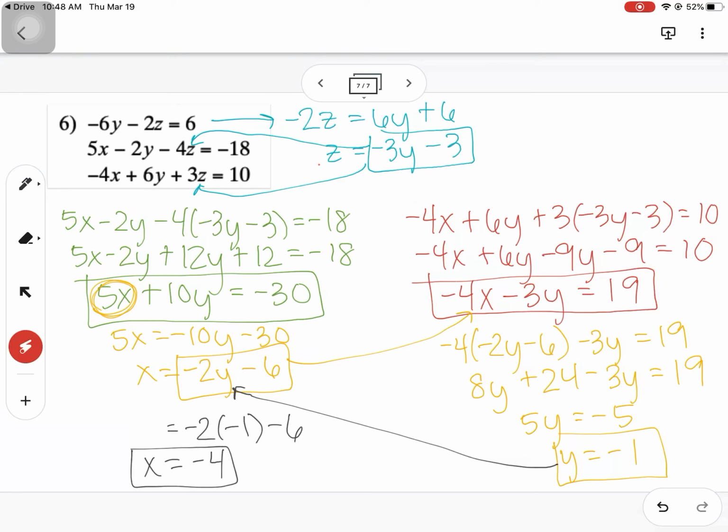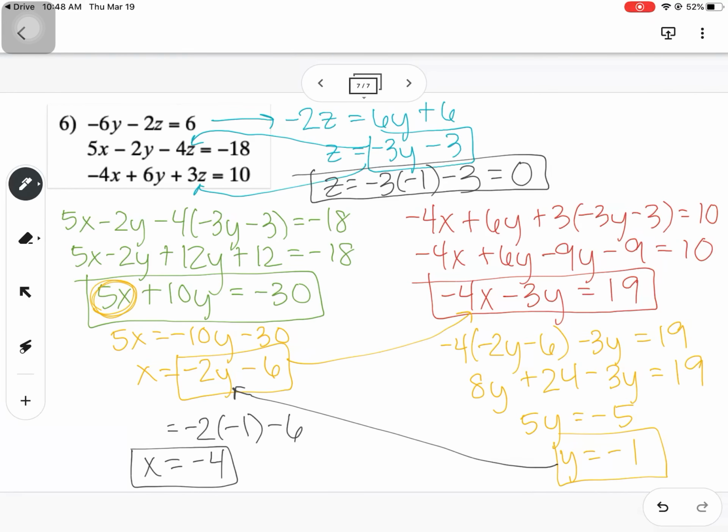I plug it into this blue one, but you can technically plug it in wherever you want. If I plug in my negative 1, 3 minus 3 gives me 0 for z. And again, we write our answer as an ordered triple. It always goes in alphabetical order. Oopsies, can't close that yet. And that would be my final answer.